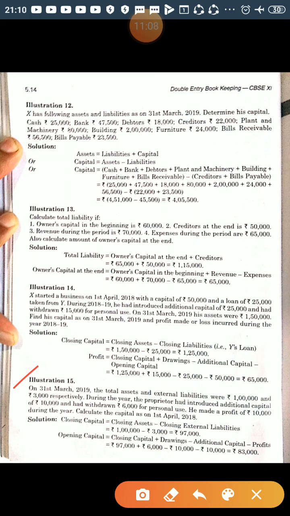They're asking opening capital. So first of all, we calculate the closing capital. Closing capital equals closing assets minus closing external liabilities. So closing assets are given 1 lakh and liabilities are 3,000. 1 lakh minus 3,000, 97,000. Now opening capital equals closing capital plus drawings minus additional capital and minus profit. So we will get the answer of opening capital.